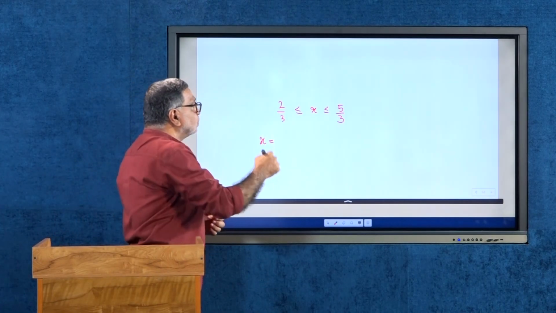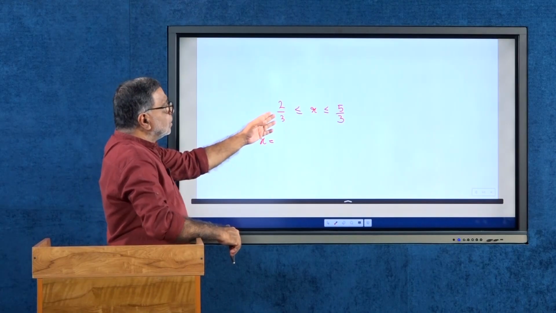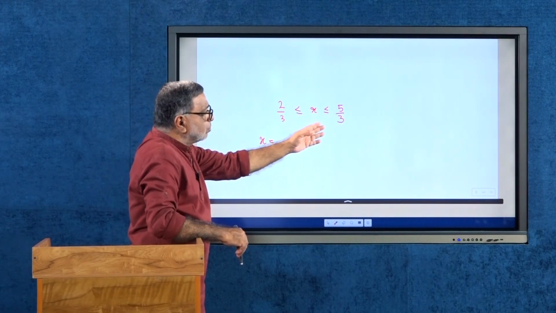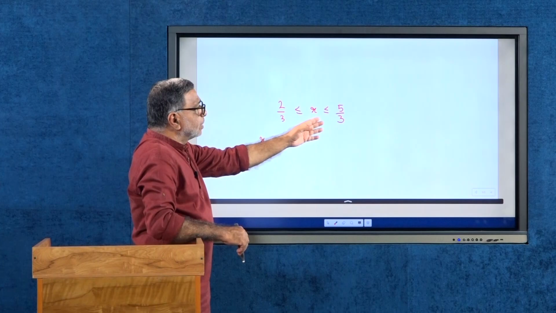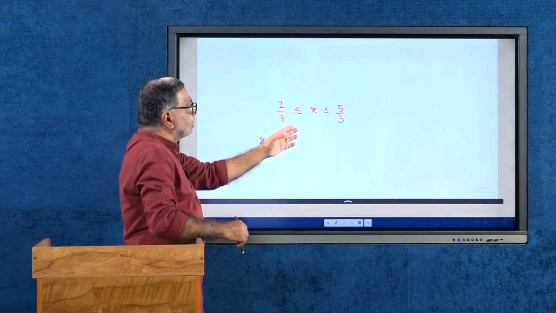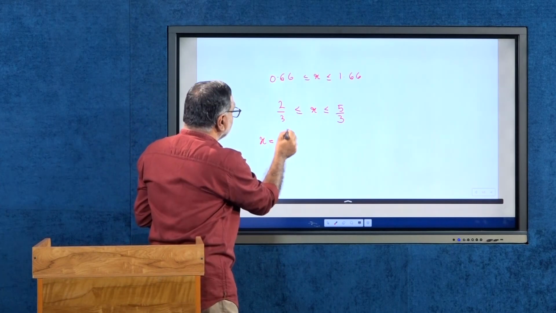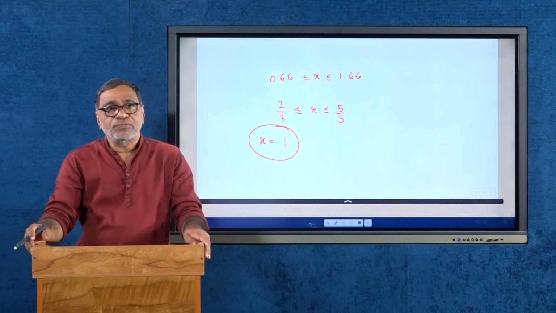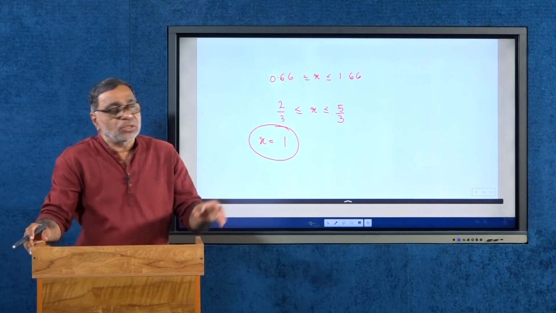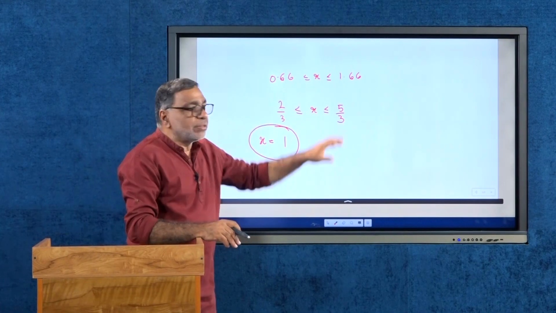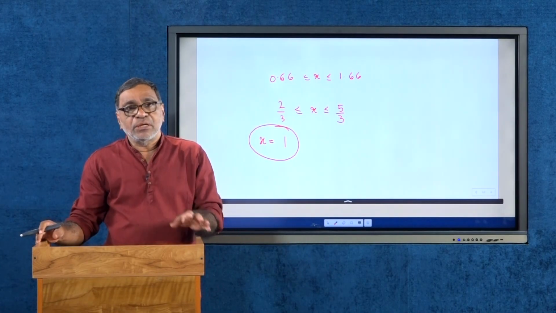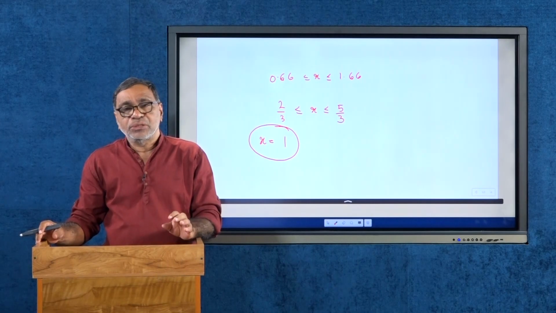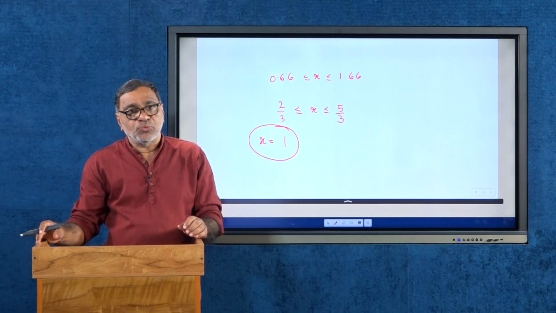The mode lies between 2 by 3 and 5 by 3, and the only integral value here is 1. So, for this particular random variable, the mode of the distribution is equal to 1, because in between 2 by 3 and 5 by 3, the only integral value is 1. So, mode of the distribution is equal to 1.